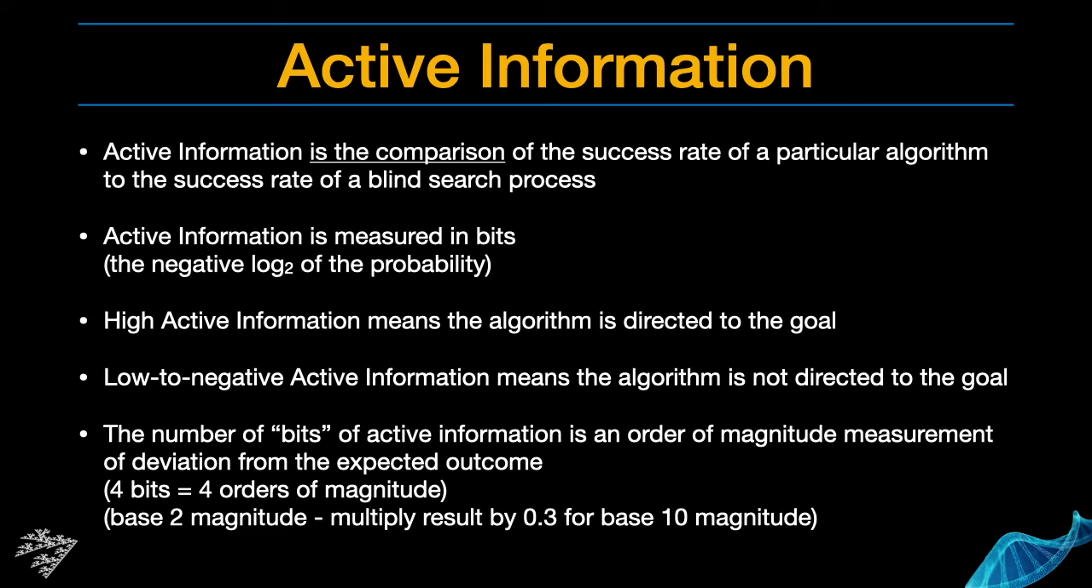And one thing to keep in mind about bits is that the number of bits of active information is actually an order of magnitude measurement of deviation from the expected outcome. Okay, so if I say it's 4 bits, that's 4 orders of base 2 magnitude. Or if you prefer base 10 magnitude, you can multiply the result by about 0.3, and that'll give you how many orders of magnitude using base 10 magnitude, however you feel comfortable measuring things. We use order of magnitude measurements because the actual probabilities get kind of crazy if you don't do that.